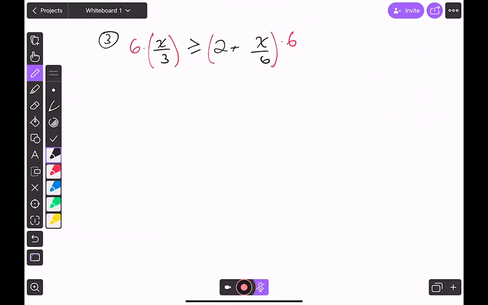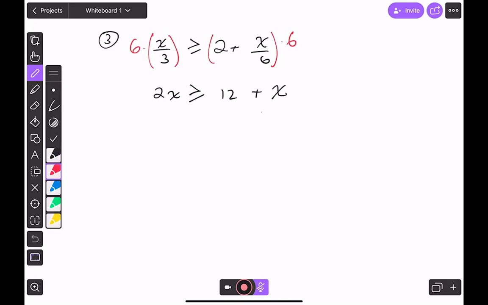Some students often question, do I need to write that down? I don't know. If it's helpful, write it down. If it's not helpful, don't write that down. Now, what do you get over here? 2x. By the way, 6 is a positive number. It has no effect on the inequality. 2 times 6 is 12, and x over 6 times 6 is x.